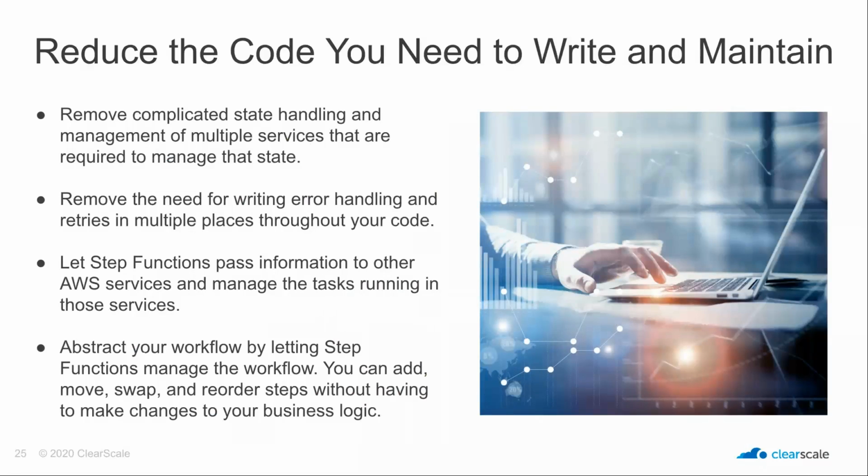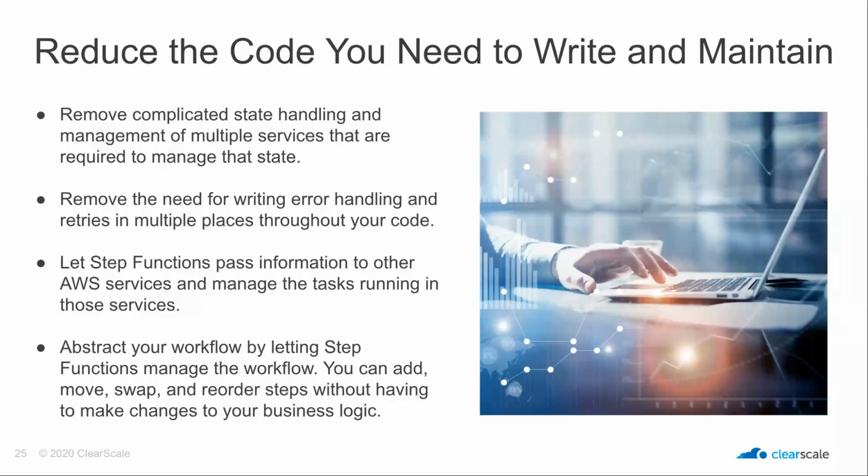So how does it reduce the code you need to write and maintain? Well, it removes the complicated state handling and management of multiple services that are required to manage that state. For example, we are using SQS queues to do that, and you can see it gets very complicated in that very simple scenario. It removes the need for writing error handling and retries in multiple places throughout your code. You could reuse your error handling in your step functions in your JSON, and then point it to different areas that you would like based on that decision.